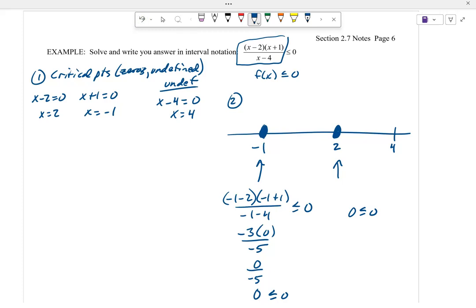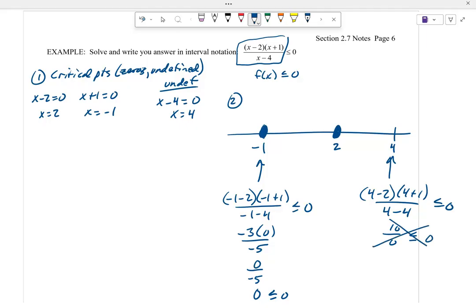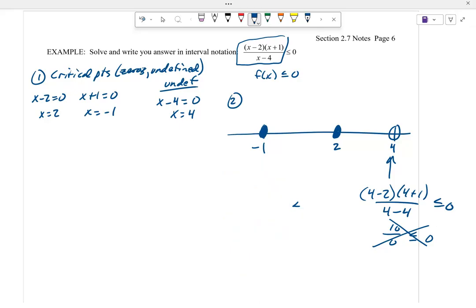Now the 4 is different. The 4 makes this thing undefined. Let's go ahead and test the 4. If I plug 4 in, I got 2 times 5, I got 10 over 0. Remember, this is undefined. I can't do that, right? There's no way I can include the 4. It's not even in my domain, so it can't be part of my solution. It's not even defined on the original rational function, right? So I'm not going to include anything where it's undefined. Can't include that as part of my solution. Now let me erase this and we'll get through.